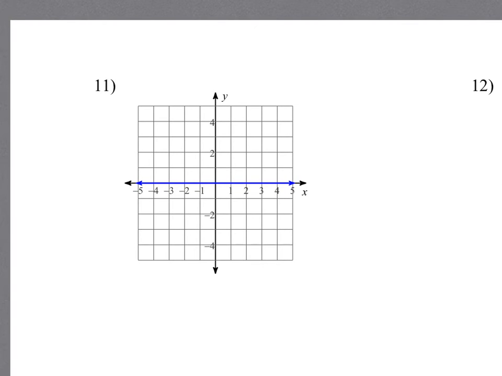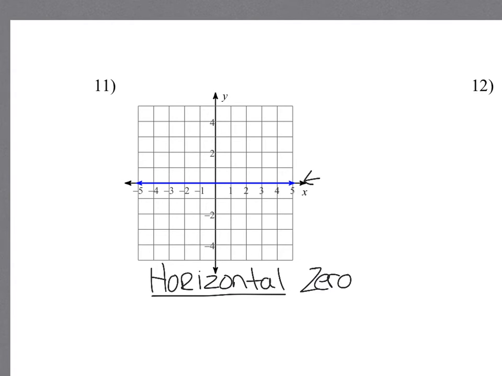Okay, this one, the blue line is on my x-axis. And what type of line is this? This is horizontal, isn't it? All right, if you remember from yesterday, we were talking about horizontal, that it's flat, so it has a zero slope.